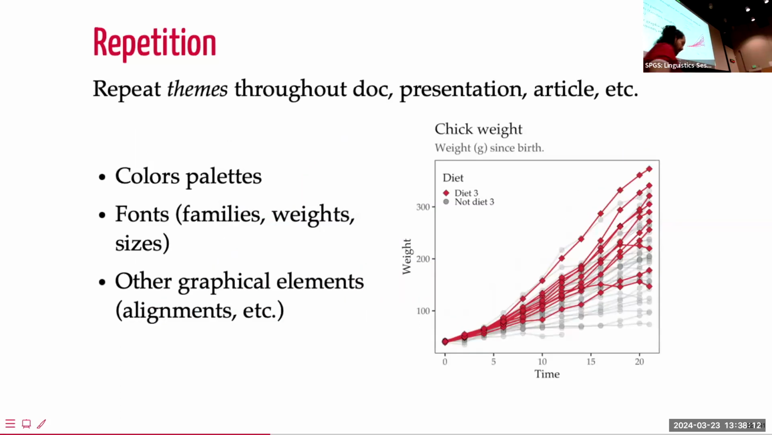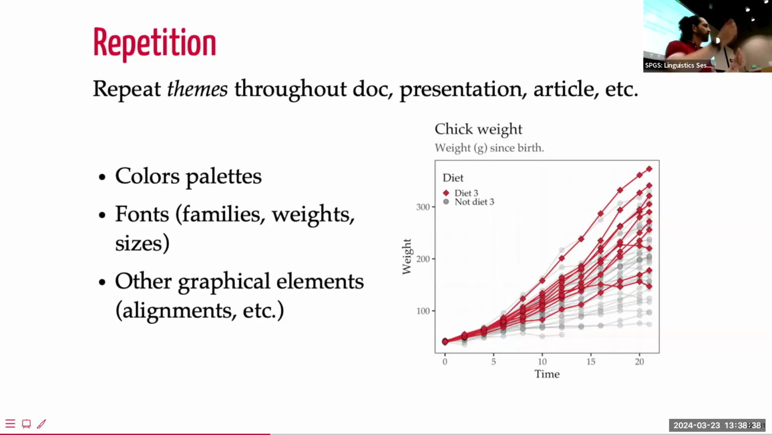Repetition, and all of these really go together. Repeat themes throughout a document, a presentation, an article, whatever it is that you're showing to people, right? So for an article, I'll usually pick a color palette and then stick with that for everything. If I have a certain color for a level of a factor, for example, let's assume I have a grouping factor like bilingual and monolingual, I'll try to use the same color for bilingual all through an article.